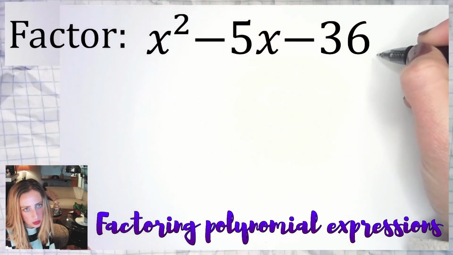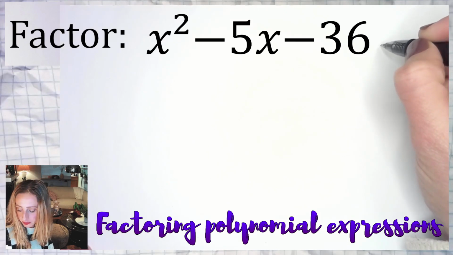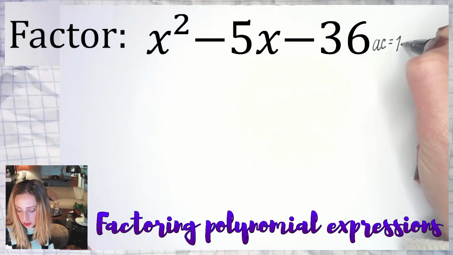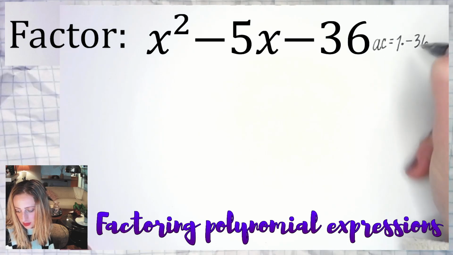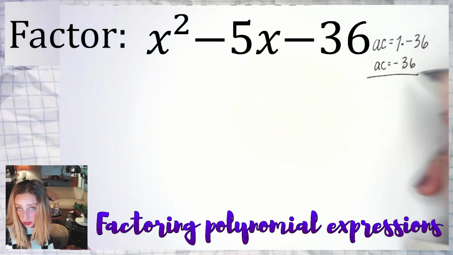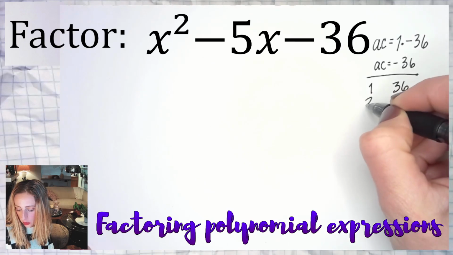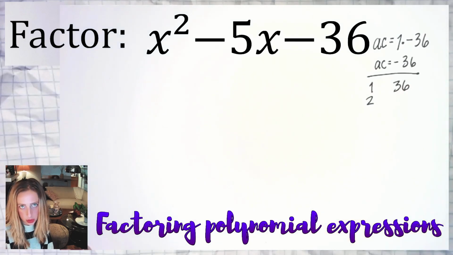So if we were to do this example the way we do the AC method with grouping, we would say a times c, which is 1 times negative 36, equals, well, negative 36. Not really anything too crazy right there. Then I'm not trying to be a hero. I go in order: 1, 2, 3, down the list.